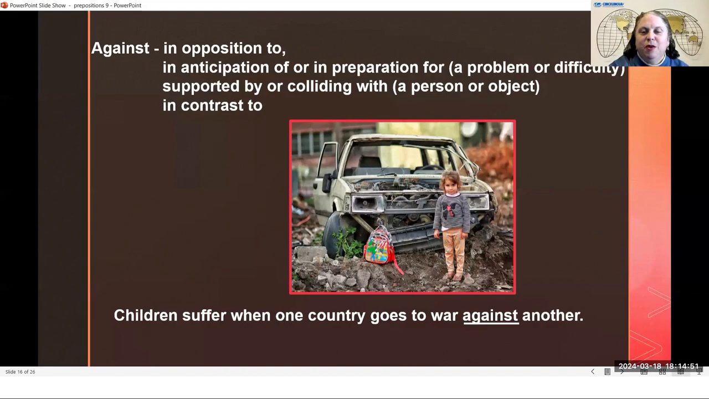So here is another example of being in opposition to one another. It says children suffer when one country goes to war against another country. So one country is fighting in a war against another country, and the poor children are stuck in the middle, and they have to live in a place where they see things like this car that is destroyed. So they are in opposition to each other. They are fighting with one another.